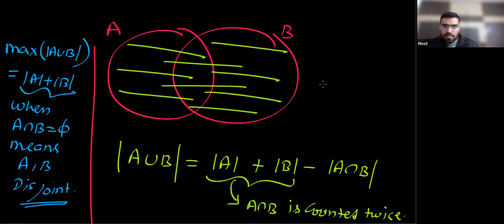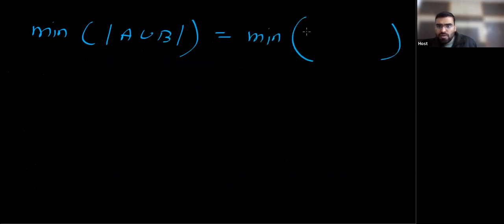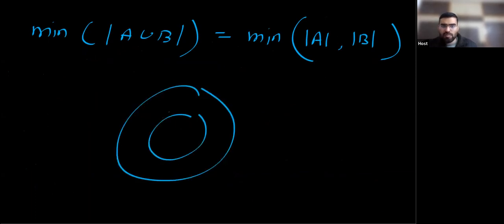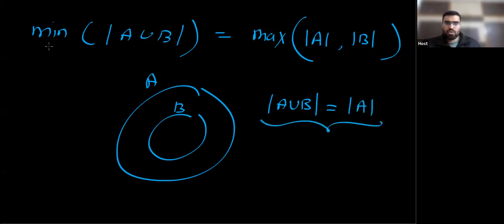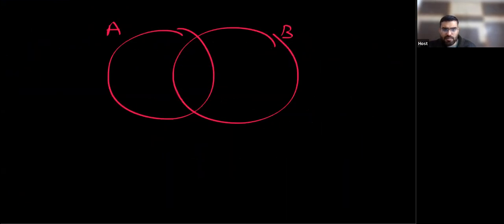Okay, and when will you get the minimum cardinality of A union B? That will be the minimum of A cardinality comma B cardinality. Basically, when one of them is a subset of another. For example, if you have this type of scenario, sorry, this will be max. When you have this type of scenario, then you can notice A union B cardinality is equal to A cardinality. So the minimum that you will get is in this situation. Okay. Anyway, these very basic points you already know.